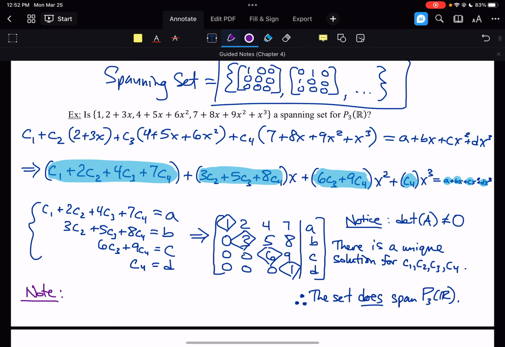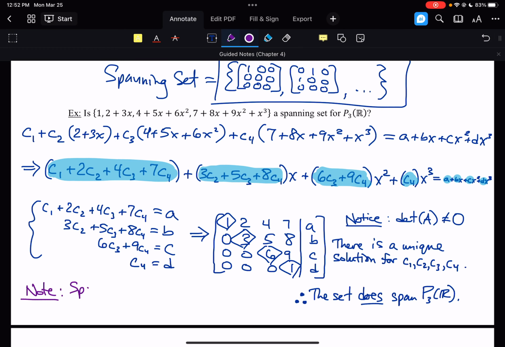So we need to make a note here that spanning sets are not unique. This is why we phrase it, is this a spanning set for P3, not the spanning set for P3. There are infinitely many different sets of vectors that can span this vector space P3. This is just one of them.